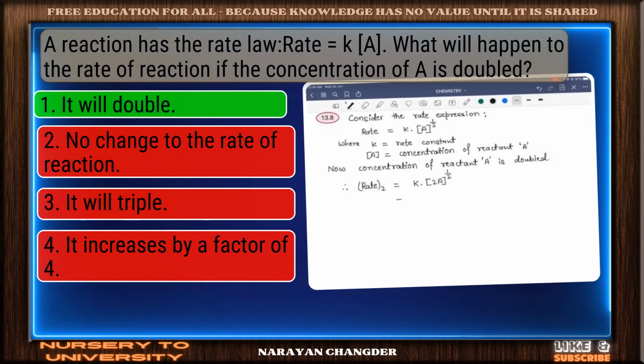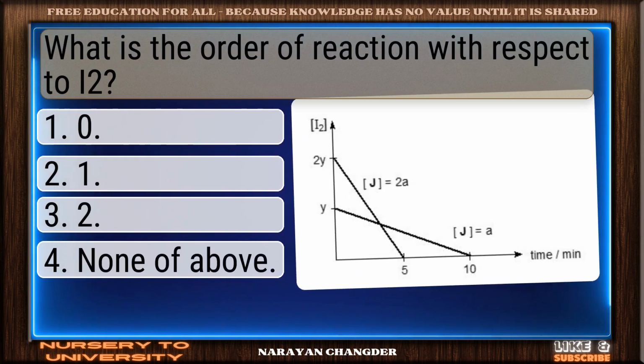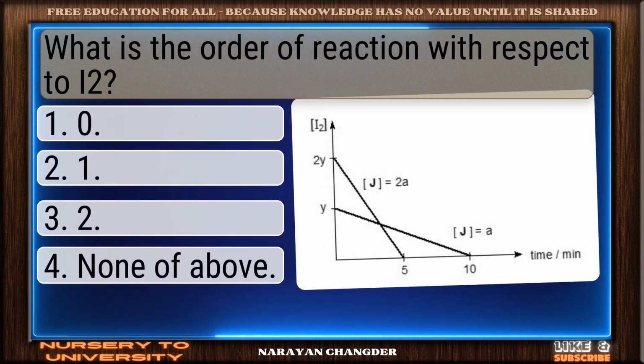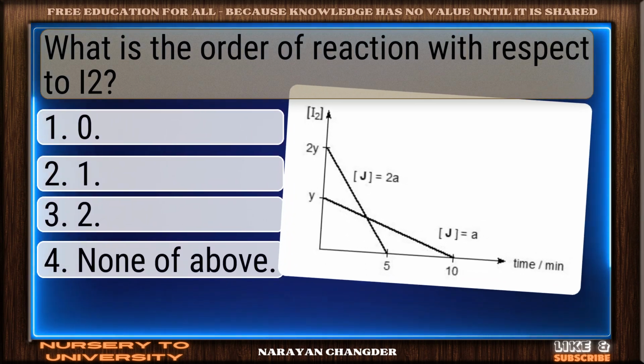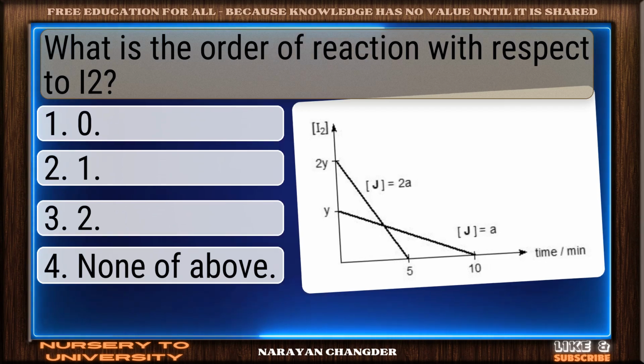Great job, it will double. What is the order of reaction with respect to I2? Option 1, 0. Option 2, 1. Option 3, 2. Option 4, none of the above.